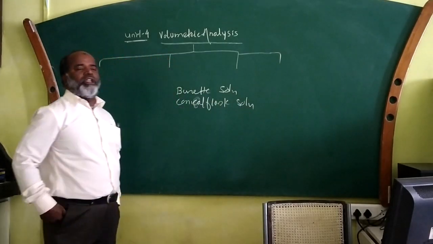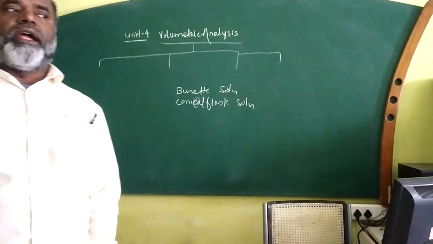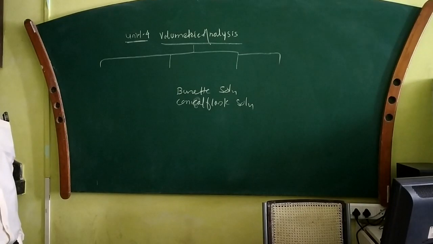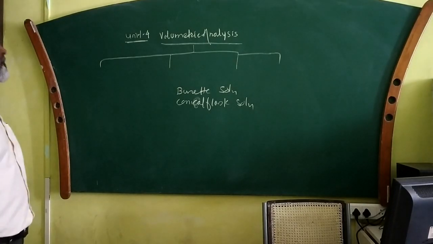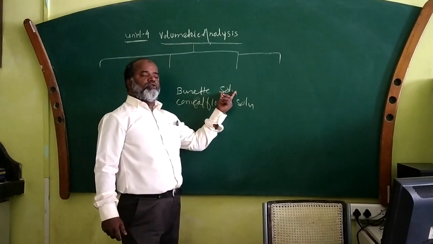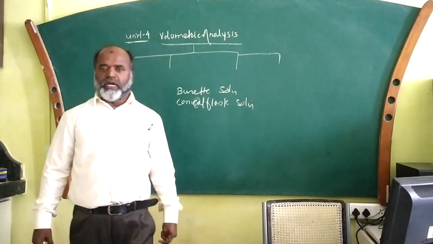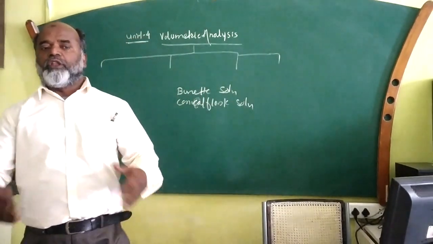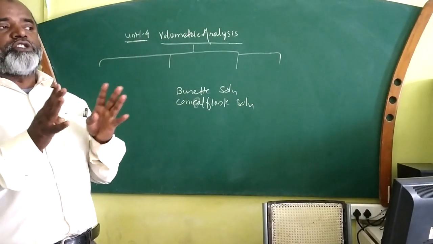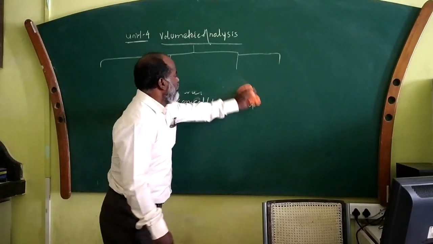Burette solution and conical flask solution, you can also call titrant and titrand. So remember which type of reaction is taking place between the burette solution and the conical flask solution. Generally it is observed that four types of reactions are involved during the course of the titration, during the course of volumetric analysis. Based on these four types of reactions, we can classify the volumetric analysis into four types.